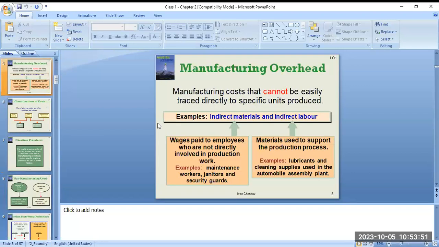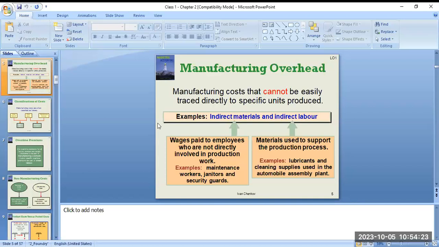And then comes the last point, which is the manufacturing overhead. What is manufacturing overhead? Direct material, we can easily trace it to the product. Direct labor, we can easily trace it to the product. The manufacturing overhead left will be something that cannot be easily traced to the product. What will that be? Well, that might be indirect material, indirect labor, and some other costs.